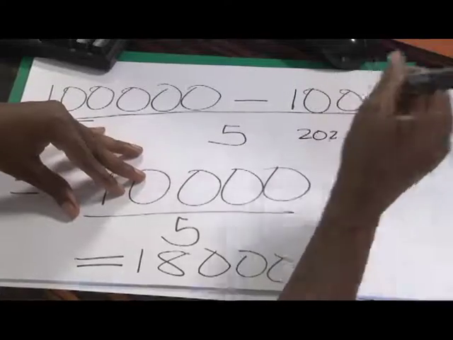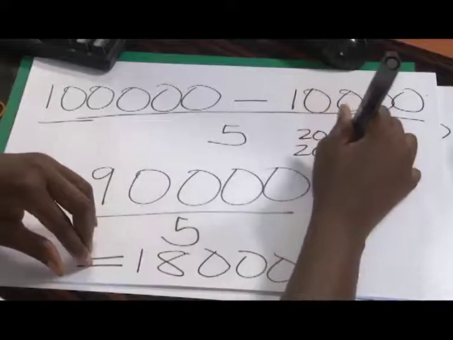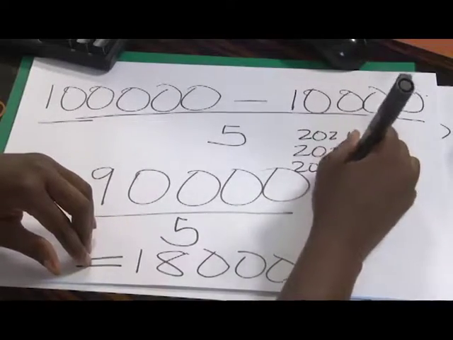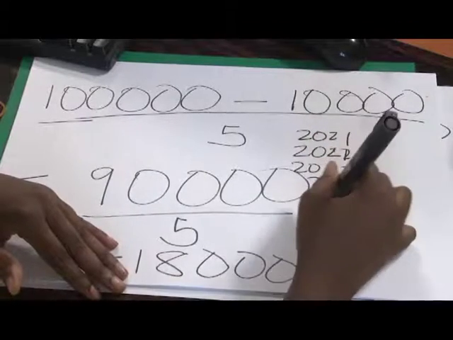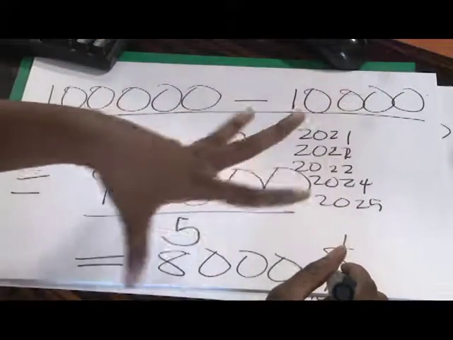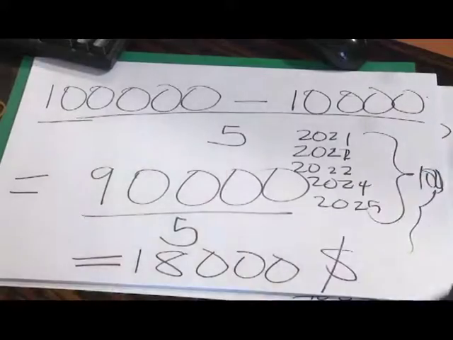It means in 2021 it's going to be 18,000. 2022 is 18,000. 2023, 18,000. 2024 is 18,000 still, and 2025 is 18,000. So when you add up all this 18,000, you are going to get 100,000. So the asset is gone.